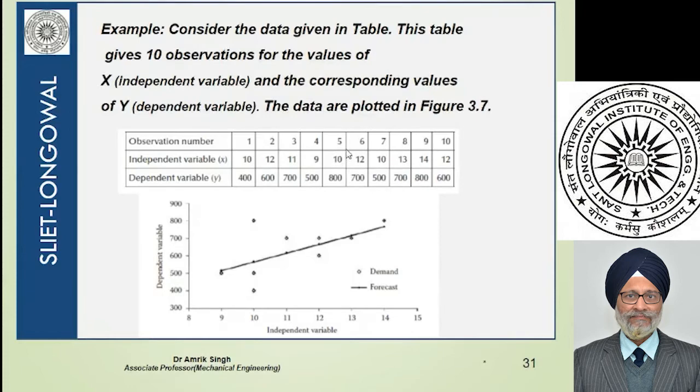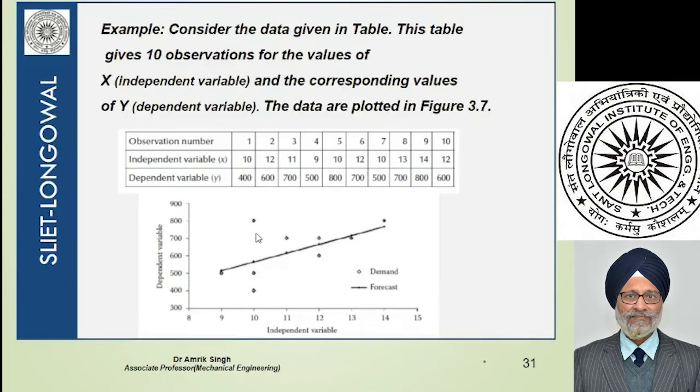Then again at 4, it is 9. So 9 is somewhere here. Okay. So it is here. This 9 is 500. Okay. Then again the fifth value is at 10. So 10 is 800. So 800 again. So this way we have plotted.